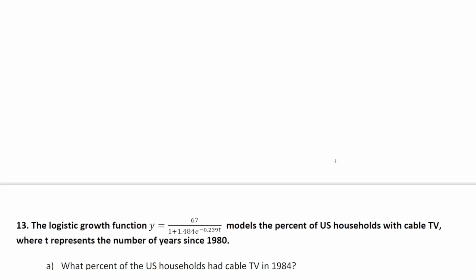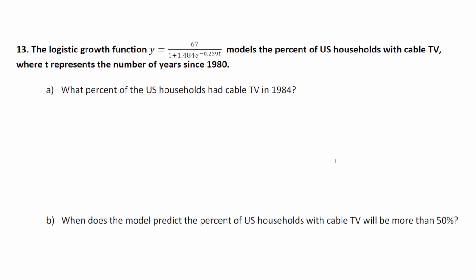All right, let's move on to page 7 here. Number 13 says the logistic growth function, written here, I'm not going to bother trying to read that, models the percent of U.S. households with cable TV, where T represents the number of years since 1980. Now, you could probably guess that this is a pretty dated question, as I'm guessing this number is going to end up going down, which is not going to be reflected in this model.